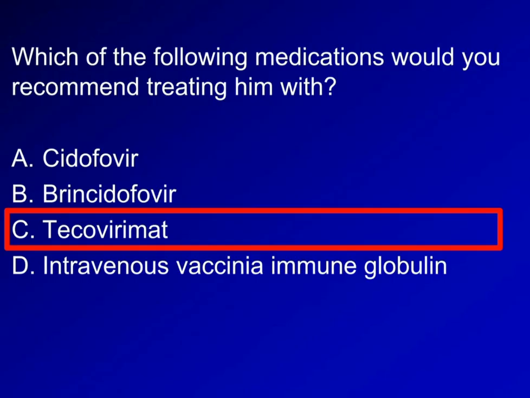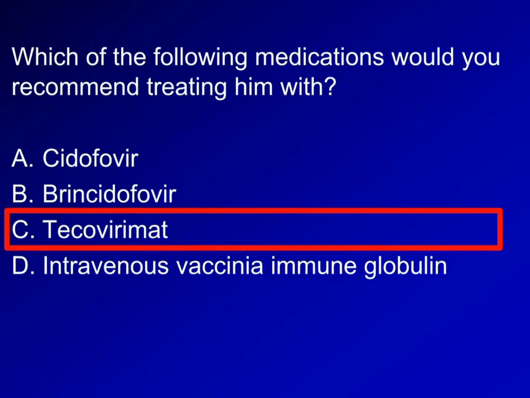In this case, with a guy who's still pretty immunocompetent, treatment with a single drug would be reasonable. If I painted the guy to have a CD4 count less than 200, I think the recommendation now is to treat with 2 of these drugs. What do you think the second drug is? Brincidofovir. Yes, that would be the recommendation.